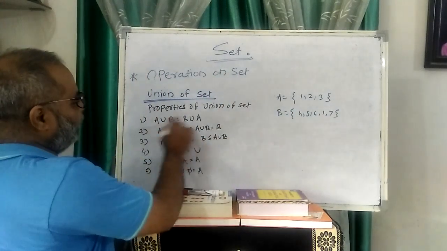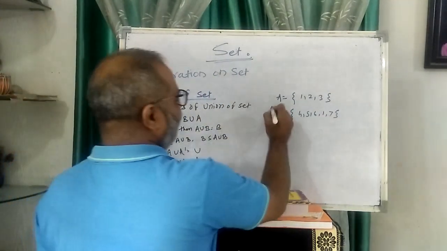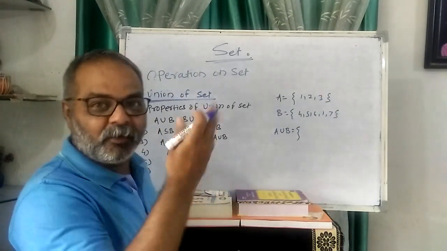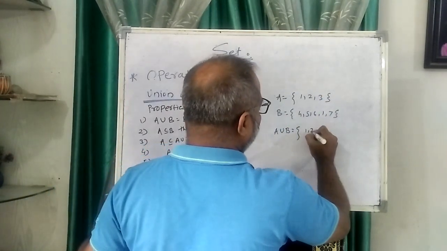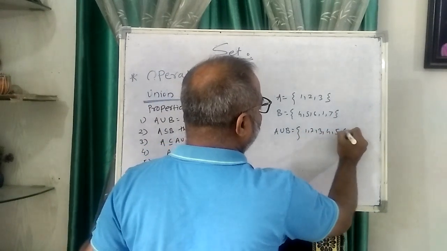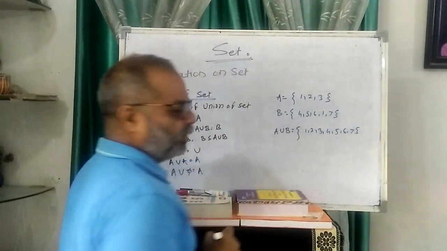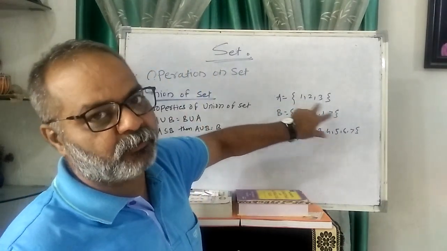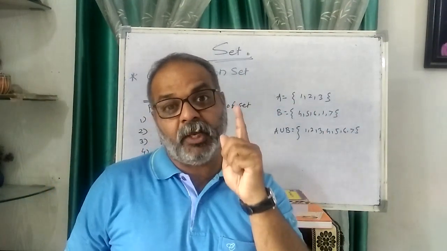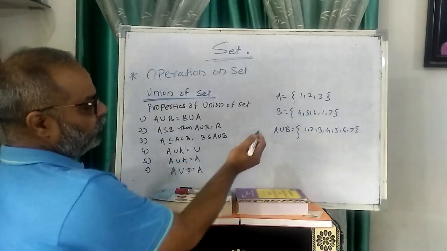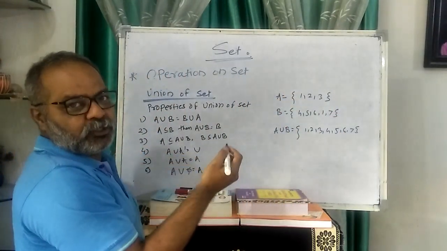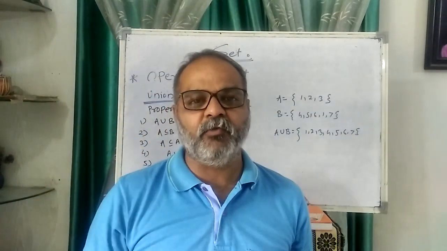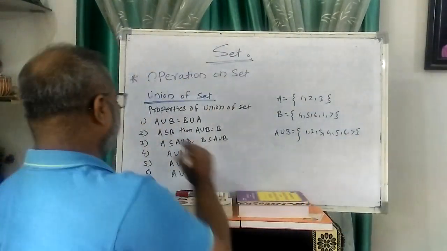Now A union B is equal to B union A. I write A union B. So collect all the elements from A and all the elements from B. So here is 1, 2, 3, 4, 5, 6, 7. So 1 comes here, and it also comes 2 times. But what is our rule? It is written only once. Okay. Now B union A is also the same, because we are collecting A's elements and B's elements, and B and A. So A union B is always equal to B union A.